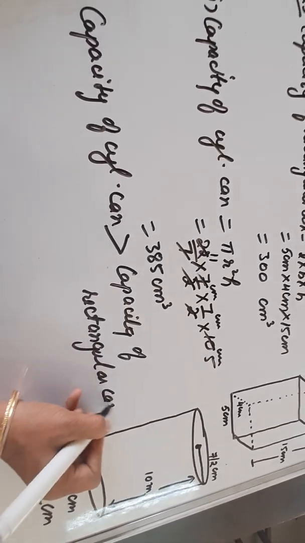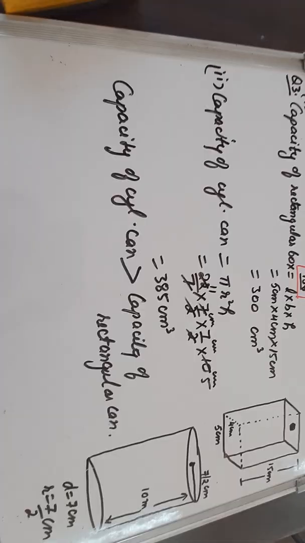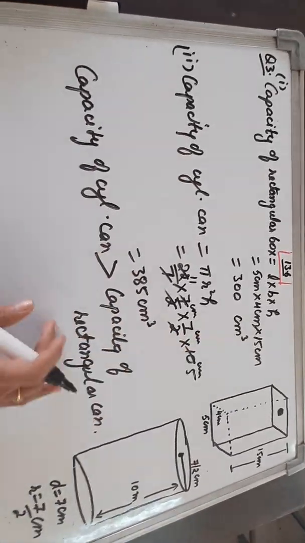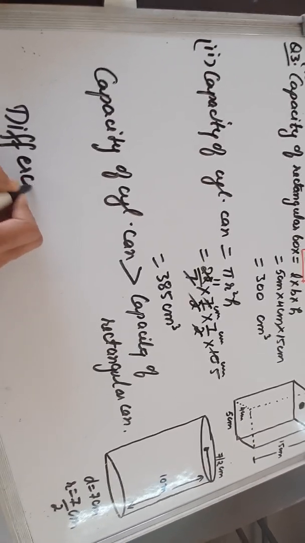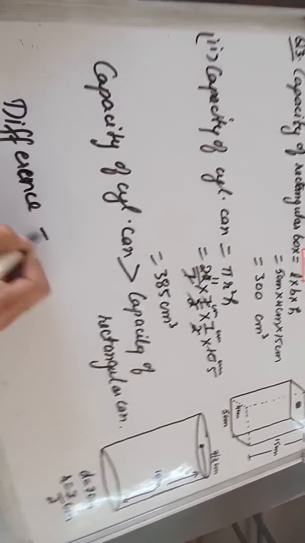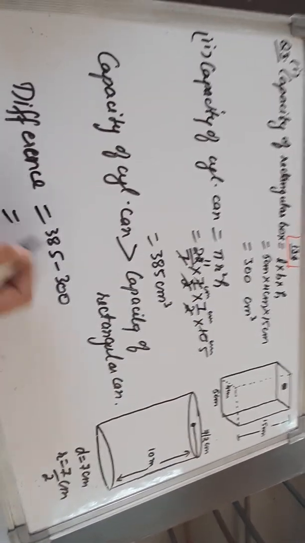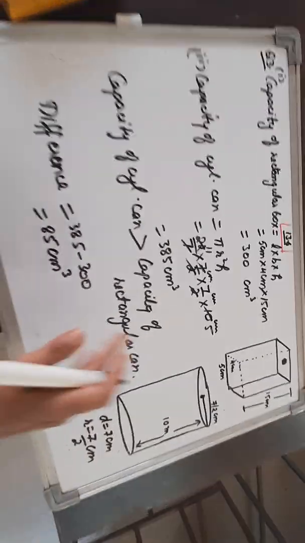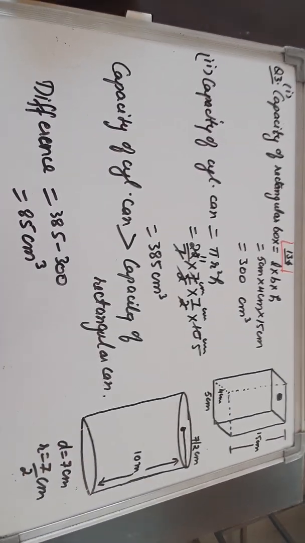The question is very simple. Try the question yourself first. Okay, so I hope the question is clear to you. And they have also asked us how much greater it is. So the difference between the two is 385 minus 300. That is, the capacity of the cylindrical can is greater than the rectangular box by 85 cubic centimeter.